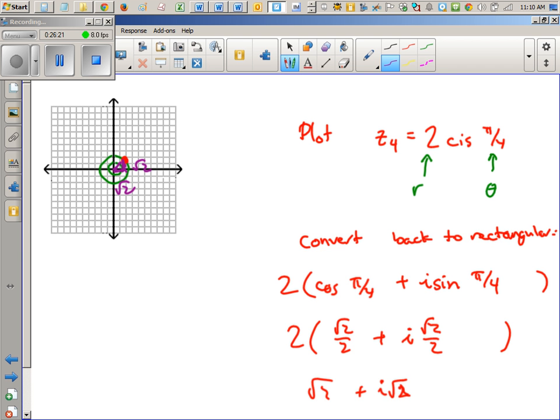Tomorrow I'll show you how to take z1 and z2 and multiply them, divide them, find the square root of them, and do some arithmetic with z values, z numbers. Have a good day.